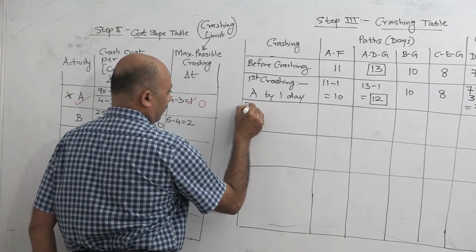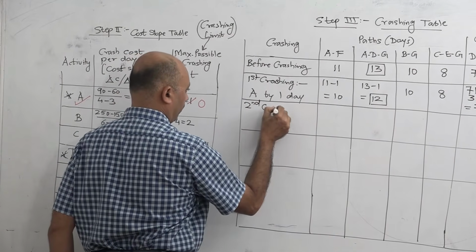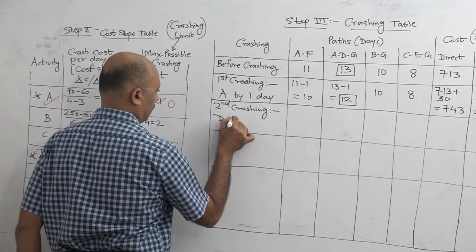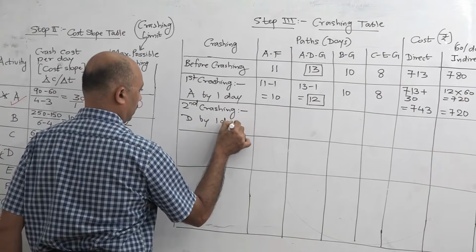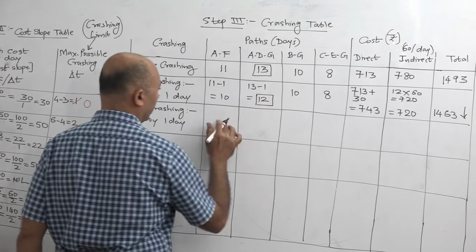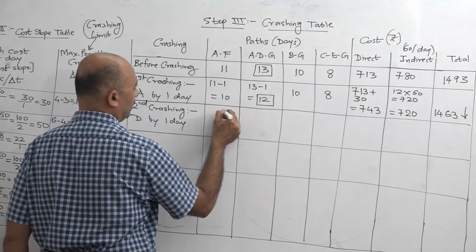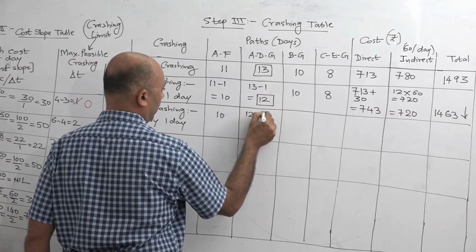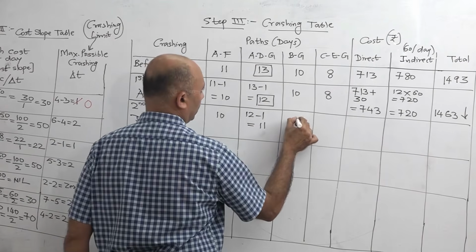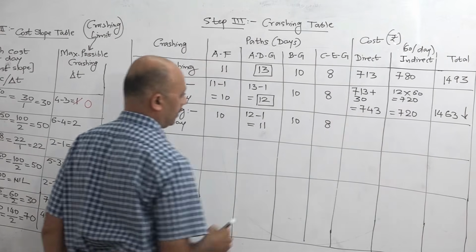So second crashing, D by 1 day. Now wherever there is D, that path will reduce. This will remain same at 10. ADG will reduce by 1 day. So it will become 12 minus 1, 11. BG same as 10 and CG same as 10.